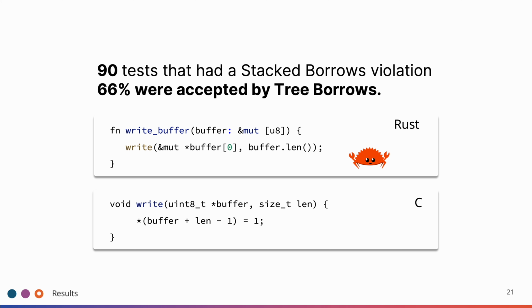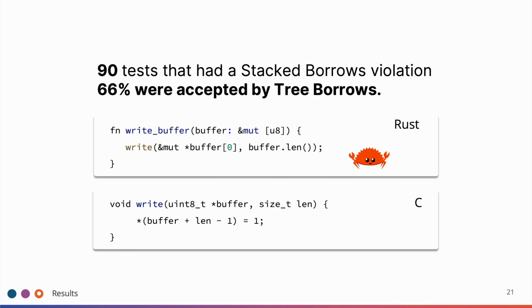There were several reasons for this, but the most common pattern that we observed involved the valid range of a reference. In stacked borrows, when you create a reference, it's only valid for the range that it borrows. So if I create a reference to the first element of an array, I can't do any pointer arithmetic and offset that to adjacent elements because that pointer won't be valid for those other elements.